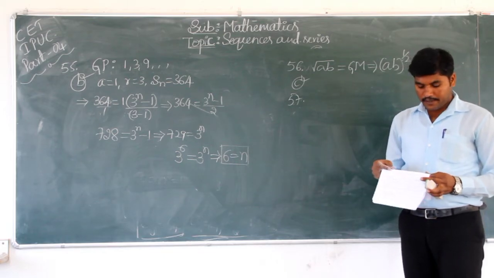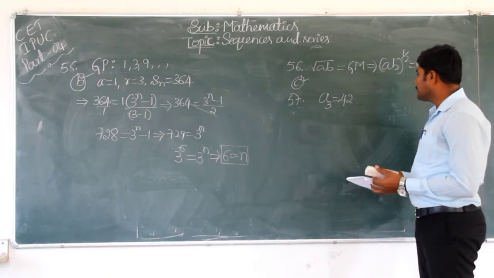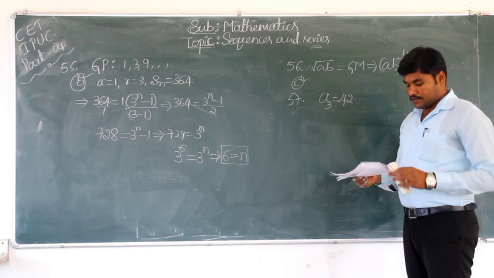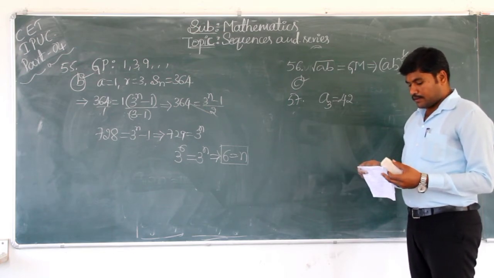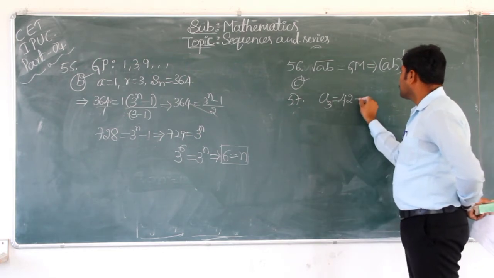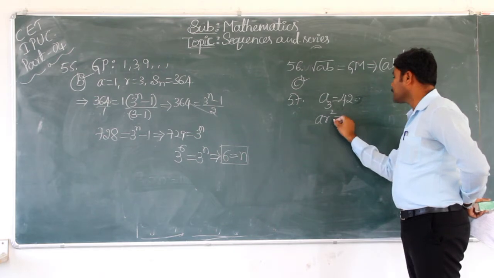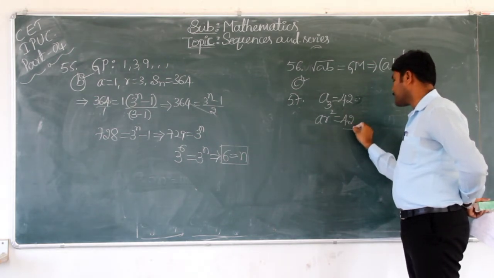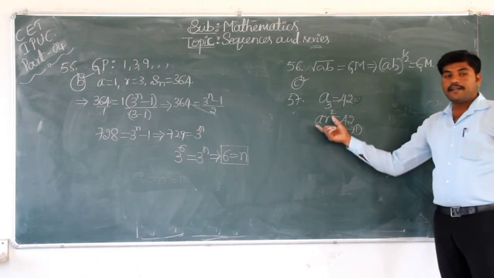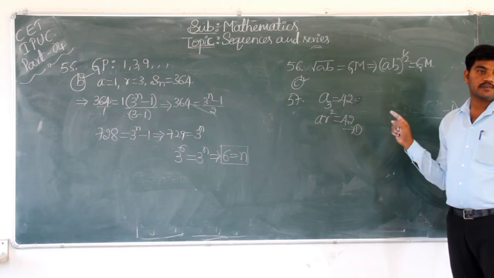Question 57. Third term of a GP is 42. So A3 is given. Using this, we have to find the product of its first 5 terms. See, A3 can be written as A into R to the power of 2, that is equal to 42. Take it out as equation first.